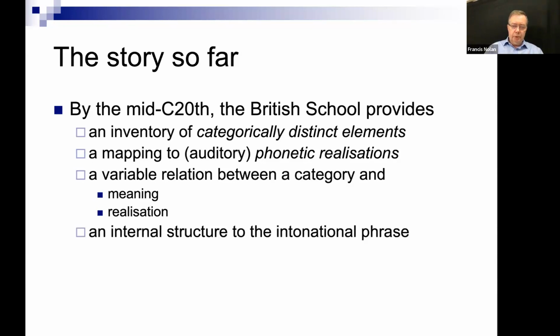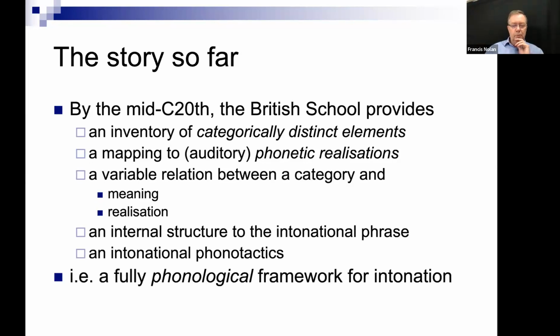Some authors recognize an internal structure to the intonational phrase. In fact, almost everybody does by that stage, by the middle of the 20th century. And some people talk about what you can put with what. So what head patterns are acceptable or common with what nuclei, nuclear patterns. So I would say it's a fully phonological framework for intonation.